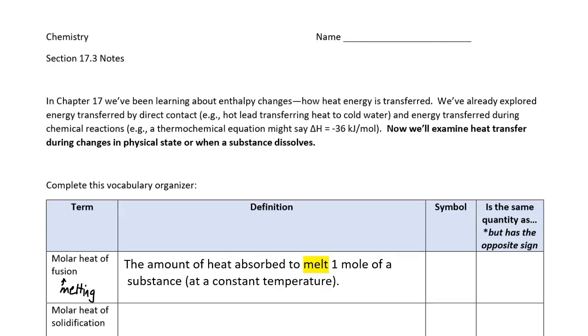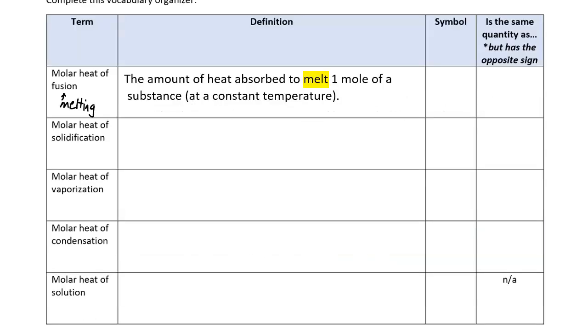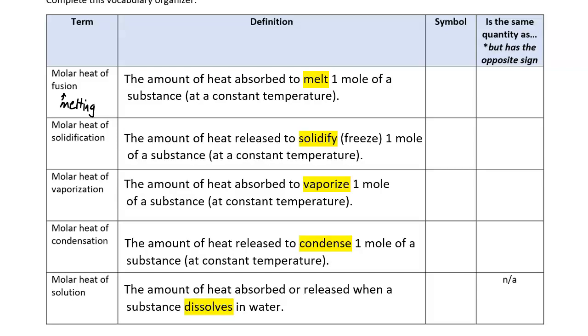And here's the definition. The molar heat of fusion for a substance is the amount of heat absorbed to melt 1 mole of that substance. Next, let's find definitions for these next 4 vocabulary words. Again, they are in the textbook, Chapter 17, Lesson 3. And here are those definitions. Solidification means the same thing as freezing. So our second definition is the amount of heat released to freeze 1 mole of a substance.